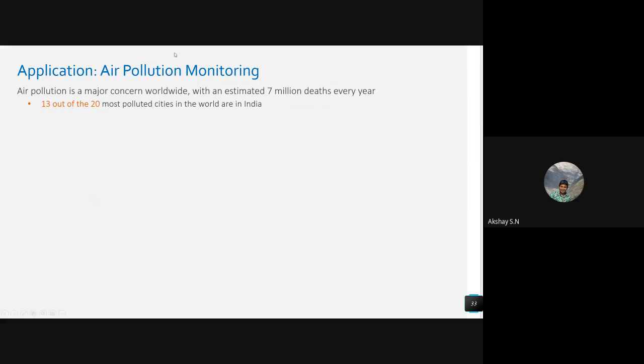I'll take an example of air pollution monitoring. As we all know, air pollution is a major concern worldwide, especially in India, where we have 13 out of the 20 most polluted cities in the world. And of course, this number is much higher now with the recent surveys.